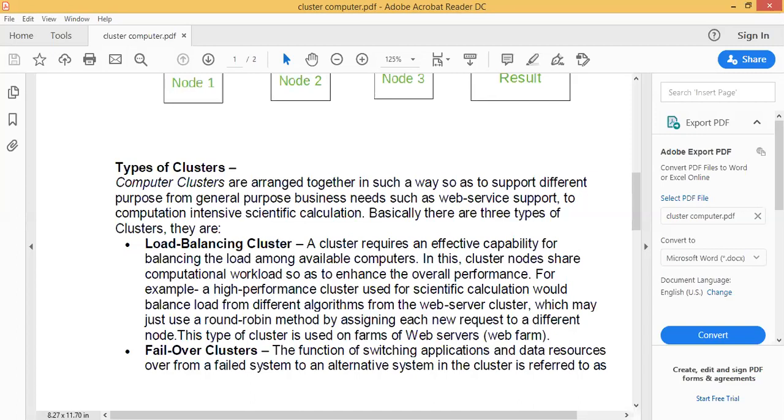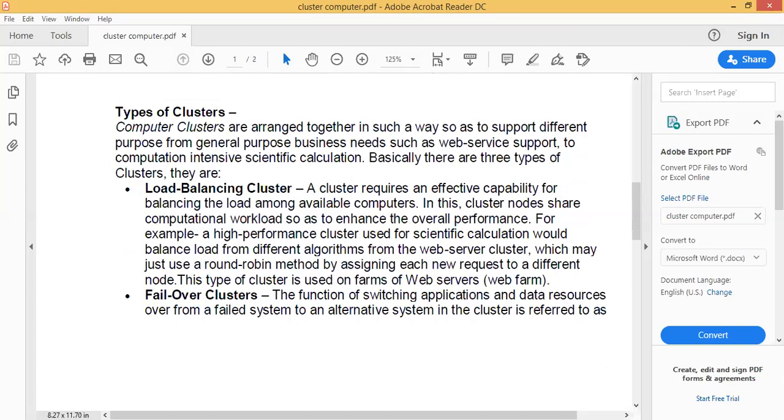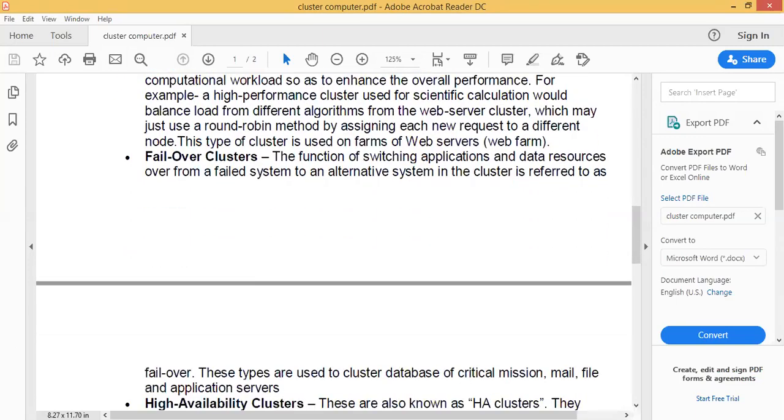Next, the failover cluster. The function of switching applications and data resources over from a failed system to an alternative system in the cluster is referred to as failover. This type is used to cluster databases of critical missions, mail, file and application servers.